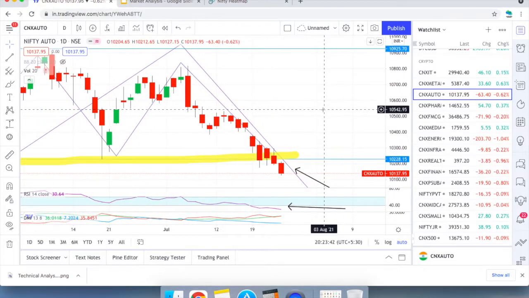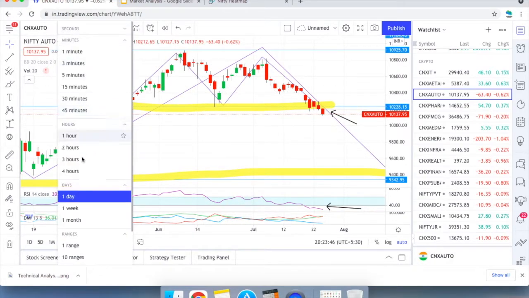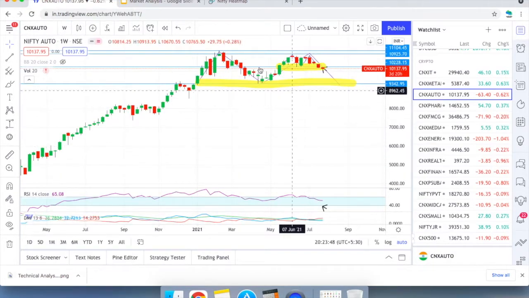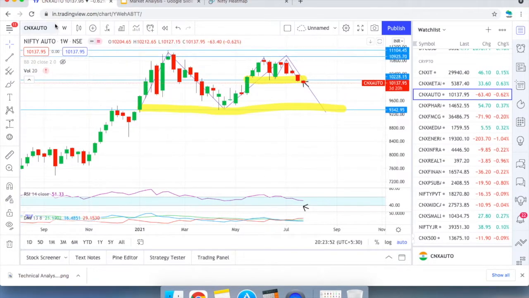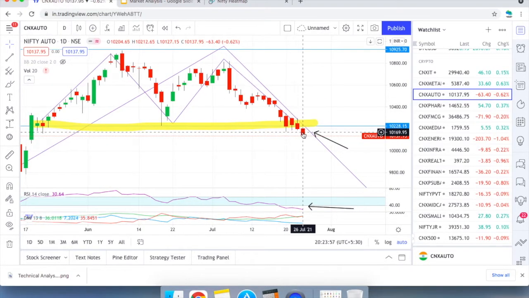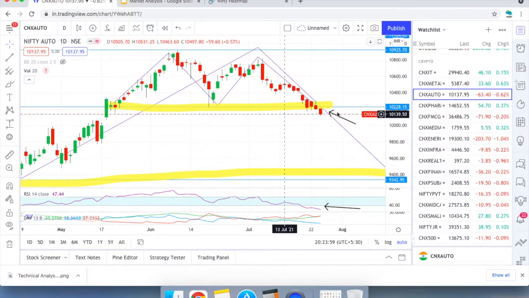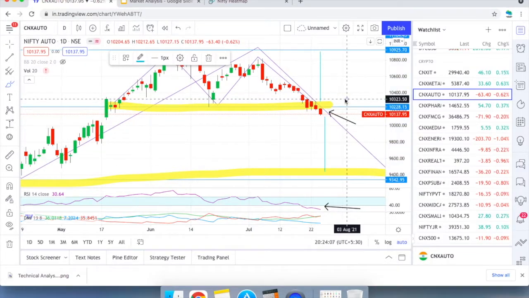Auto sector is clearly bearish. We found that there is an M pattern, a double top, on the daily as well as the weekly, where the formation is happening. Today we can see that the M pattern on the daily has broken, and that could potentially move a lot. This much of movement can be seen on the downside. That means with the auto sector you have to be very careful, right?